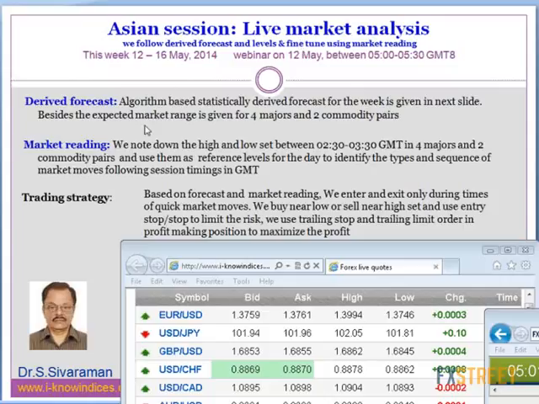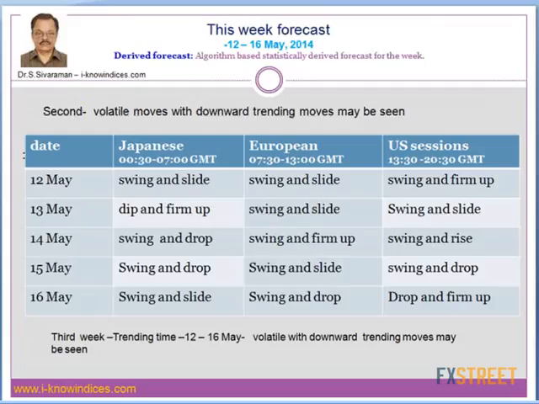Now, first of all, let me explain to you the derived forecast for this particular week with the help of the next slide. Okay, this is the second week. So the market is expected to make a brief volatile move and then start making the downward trending move. Already in last week, we have seen that they started the trending move on the downside.